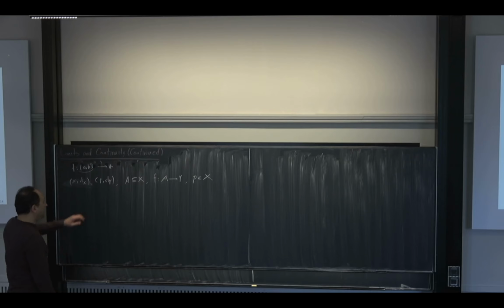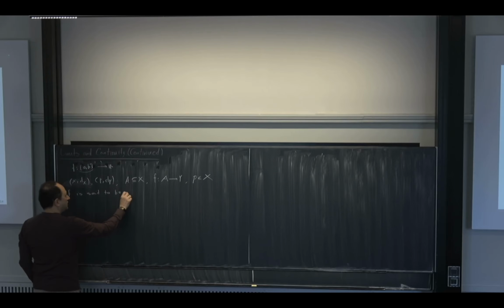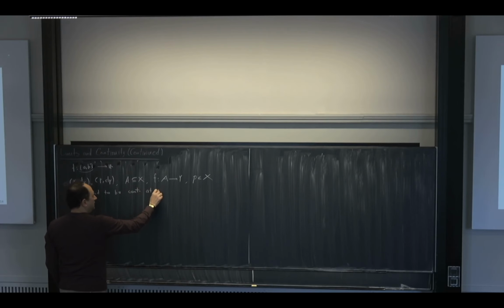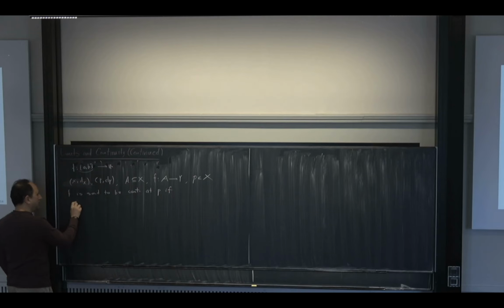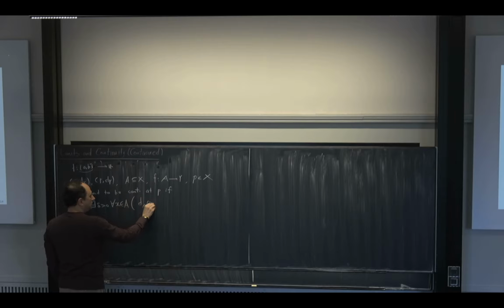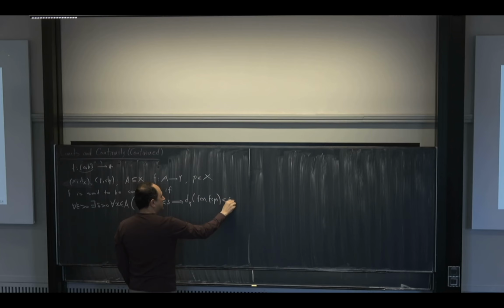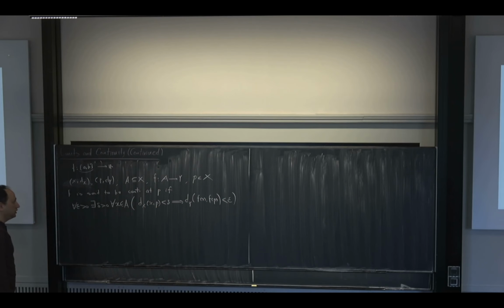We say that f is continuous at p if, do you remember, for every epsilon there exists a delta such that for all x in A, the domain, if the distance between x and p on the X side is less than delta, then the distance on the Y side between the values is less than epsilon. Yes? That was the definition of continuity at a point p.